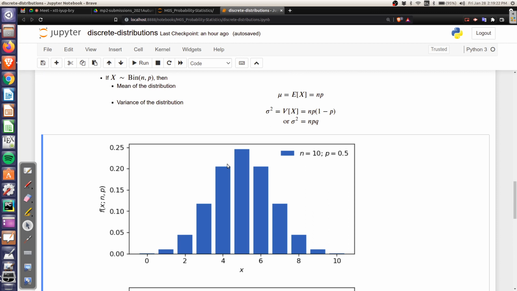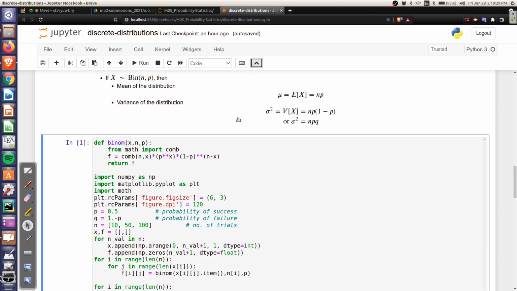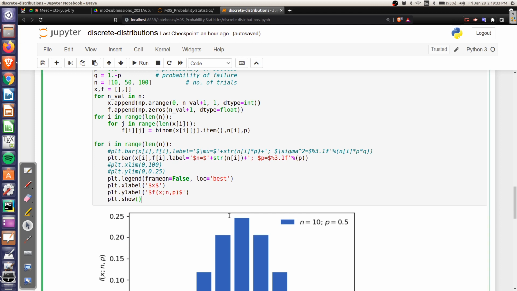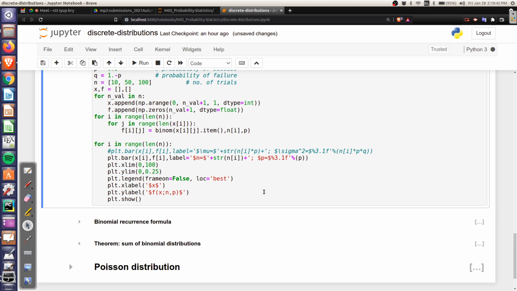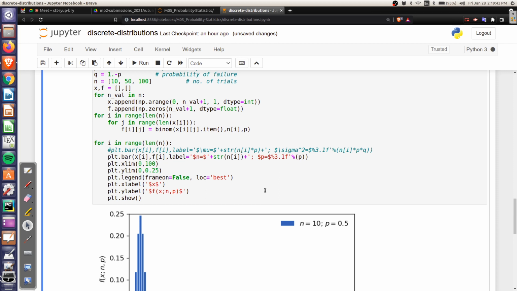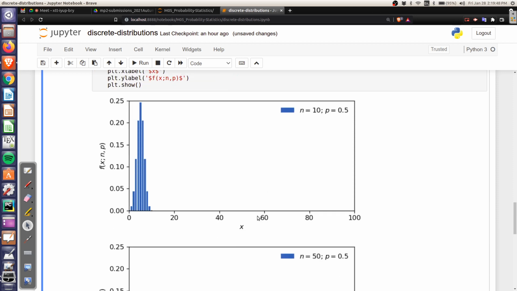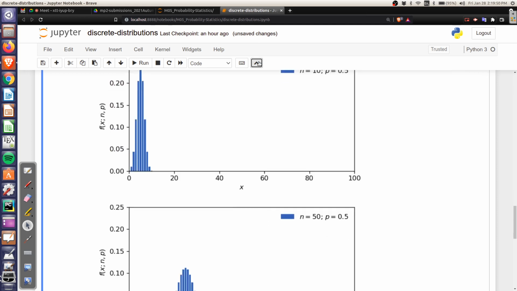So you will understand it far better if I make the x and the y axes the same. Let me do that. You see what's happening here? This is for n equal to 10. Now you see I'm plotting from 0 to 100.